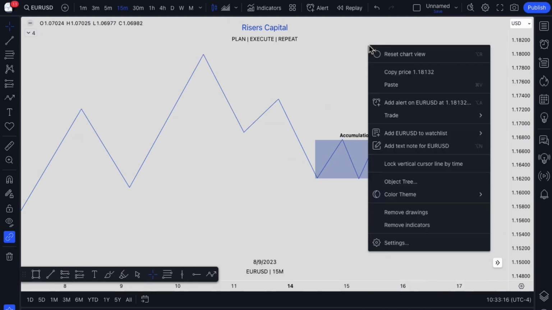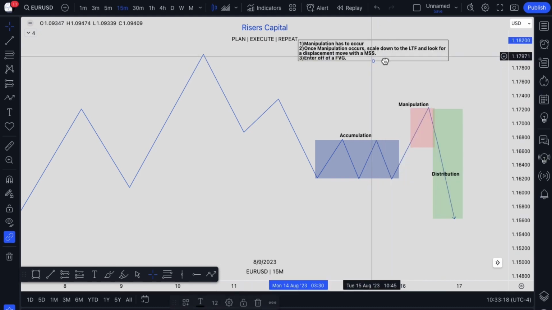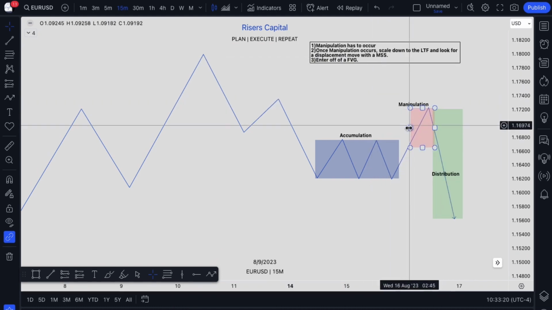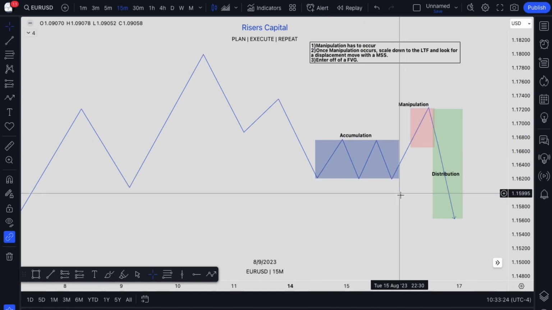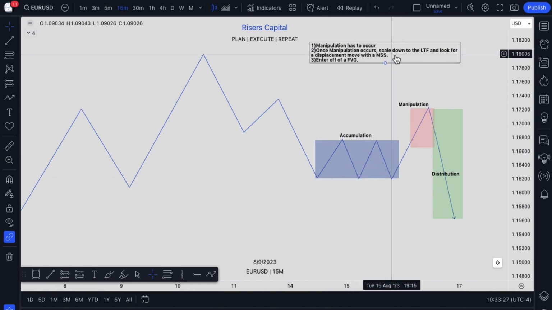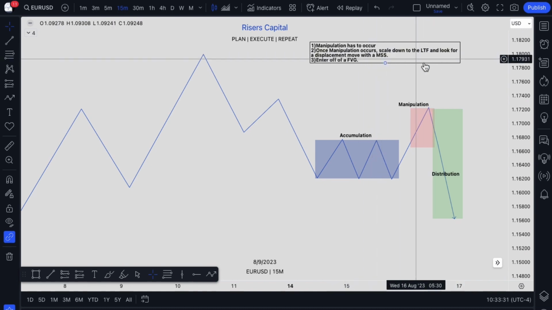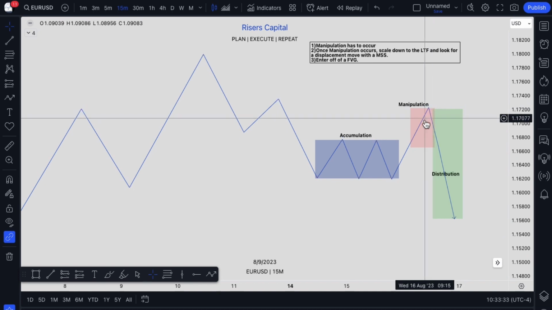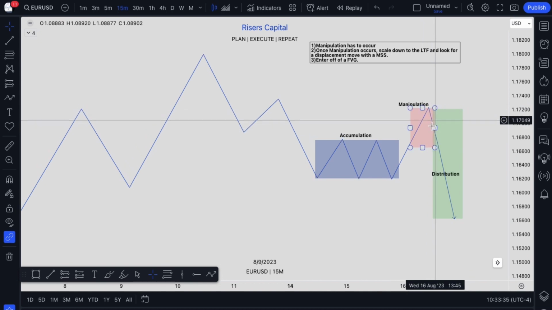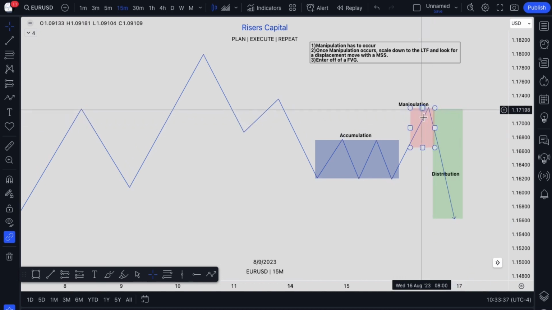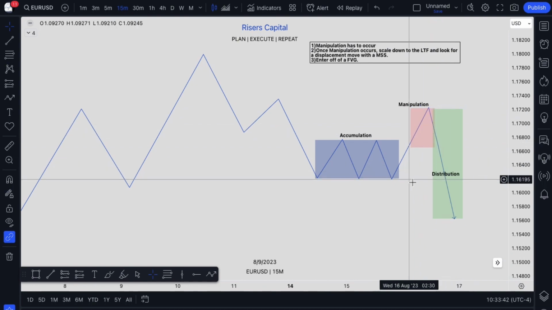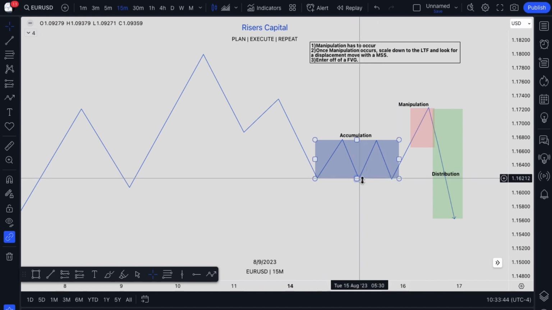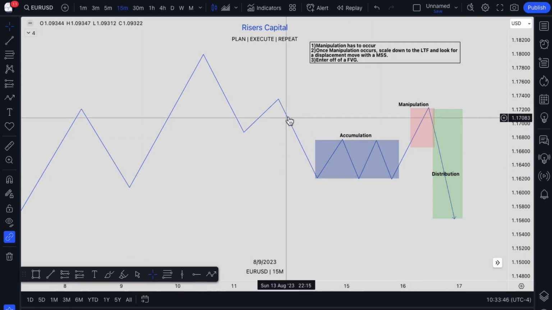Now how? Well, I've got some set rules that I've made. Manipulation has to occur, so either these highs or these lows have to get taken, and then once manipulation occurs, scale down to the lower time frame and look for a displacement move with a market structure shift. So we'll go down to the lower time frame, look for a displacement move, some sort of move down creating a market structure shift, and then we can enter off of a fair value gap. Obviously take profit varies, it could be these lows over here, it could be this low.